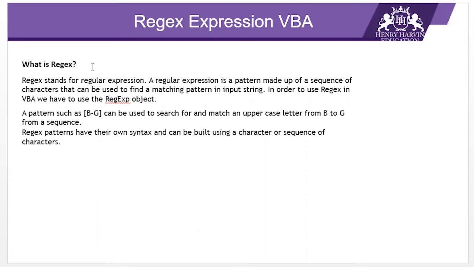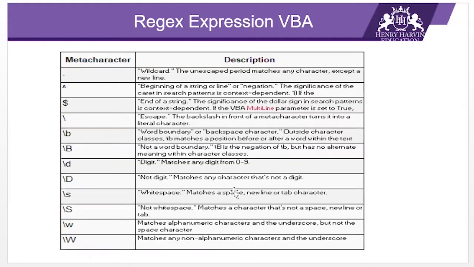For example, look at a pattern such as B hyphen G. It means any uppercase letter from B to G in a sequence. Let me walk you through this. The small s is any white space character. The capital S is a non-white space character, so not a space. And the dot is a wildcard: the next unescaped period matches any character.